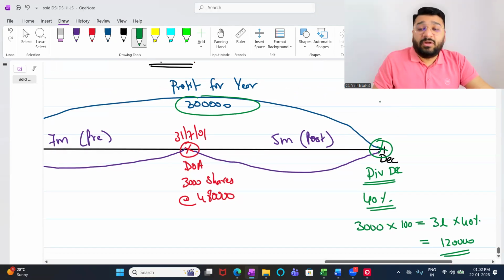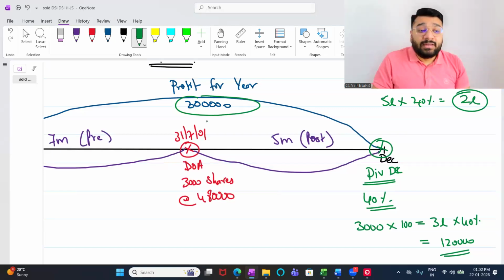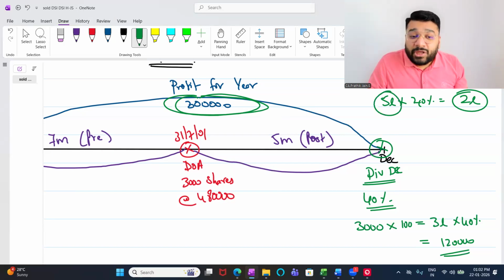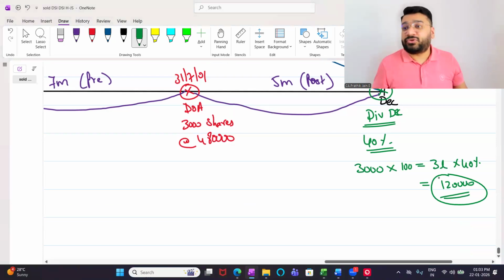120 is the dividend to be paid to H Limited. I want the total dividend. 5 lakh into 40% is how much? 2 lakh. 3 lakh is the total profit of S Limited. So I will compare it with the total dividend to be paid by S Limited. In that 120 we will receive as majority and the remaining 80 will go to minority. You can't compare the entire 3 lakh profit with 120 and decide pre and post.